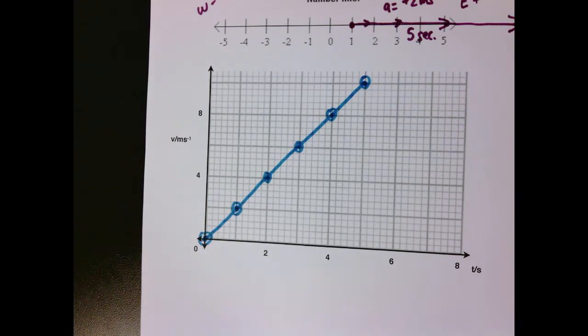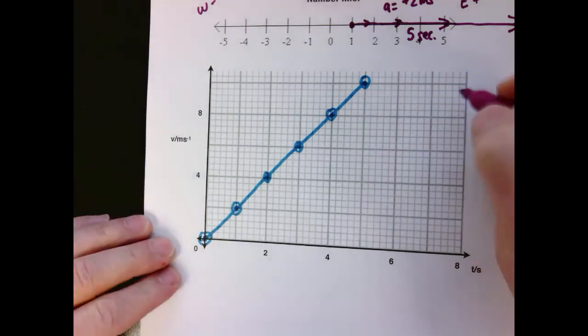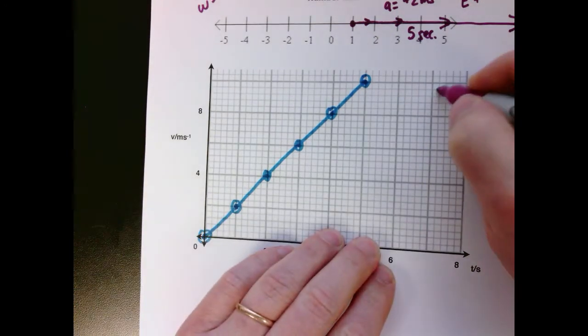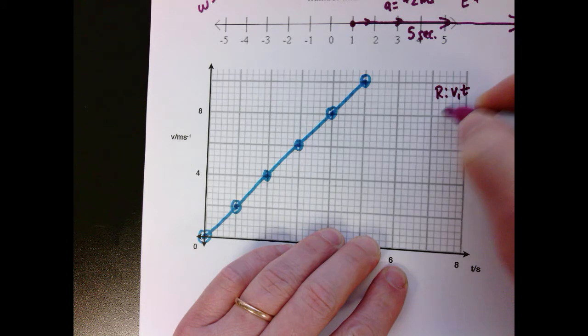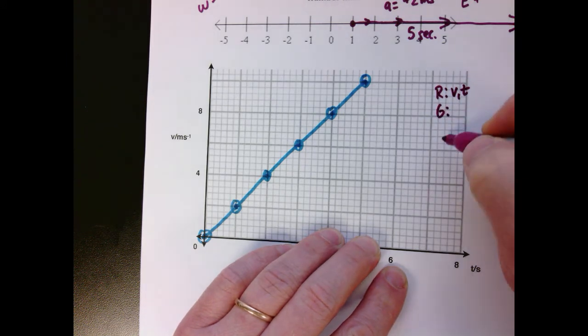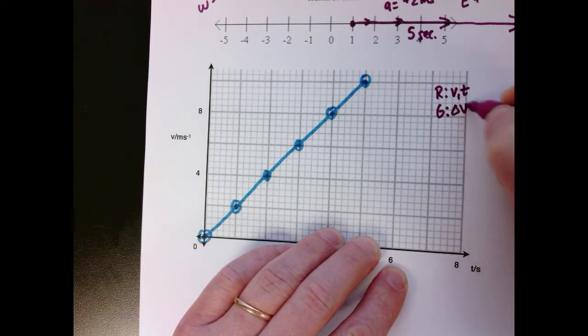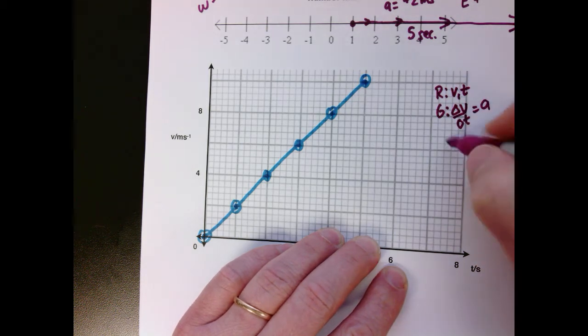Now, we have our 3 bits of information we can glean from any graph, and the first thing is what we can read, and what we can read is velocity and time. The gradient we've already learned in a velocity-time graph is delta v over delta t, which is the acceleration, and the area is the displacement, which is delta x.